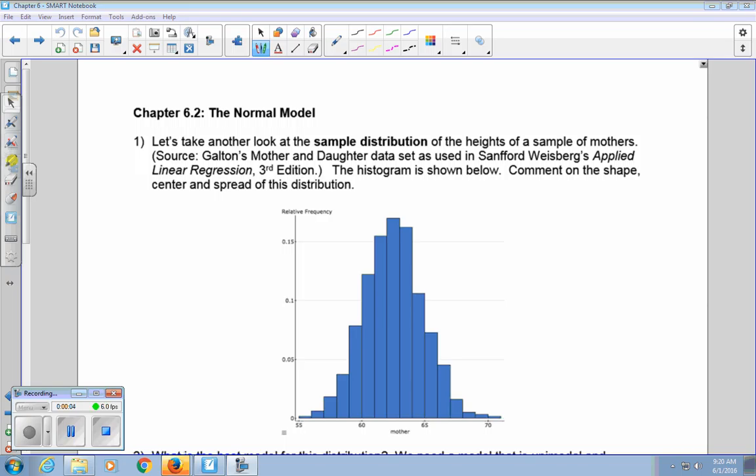This is section 6.2, the normal model. Let's take another look at the sample distribution of heights of the sample of mothers from the Galton's mother and daughter data set as used in Applied Linear Regression, 3rd edition. The histogram is shown below. Comment on the shape, center, and spread of this distribution.